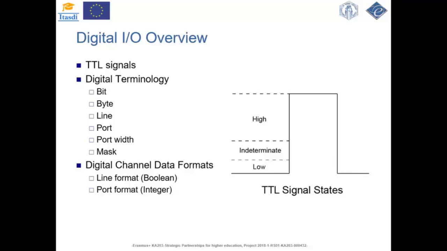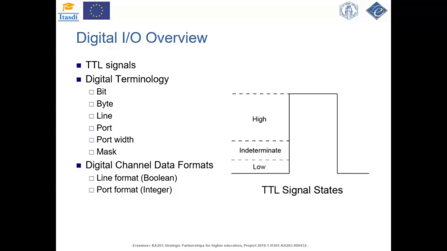So next we have port. A port is a collection of digital lines, and usually the lines are grouped into an 8-bit port. Typical multifunction DAQ devices have multiple 8-bit ports, where each of these ports contain 8 lines of bidirectional digital input-output signal. Then the port width is the number of lines in a port. For example, some DAQ devices have 3 ports, each containing 8 digital lines. Therefore, the port width is 8.